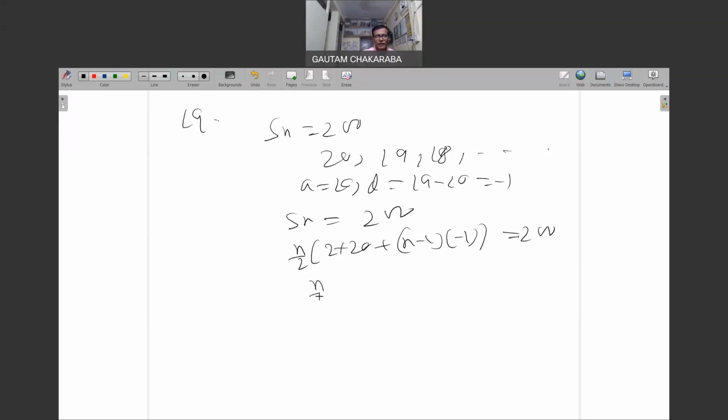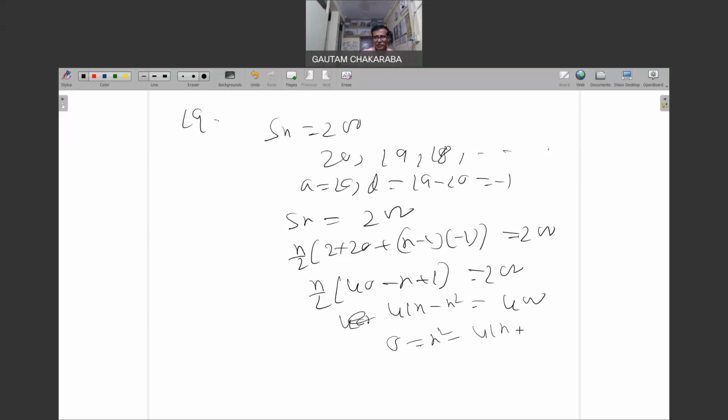Now n by 2 into (40 minus n plus 1) is equal to 200. That means n times 41 minus n square, and the 2 goes across by cross multiplication: 400. Now shifting to that side, 0 is equal to n square minus 41n plus 400.